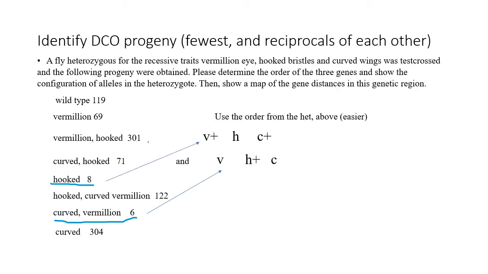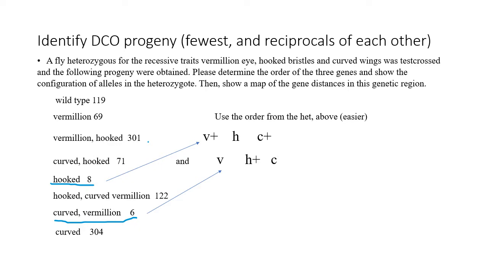Okay, so step two is identify the double crossovers. Those are the fewest, and they're reciprocals of each other. Okay, so looking at our pile of numbers here, we have hooked, which is only 8, and we have curved vermilion, which is only 6. So those are going to be our double crossovers. They're much less frequent than any of the other progeny types.